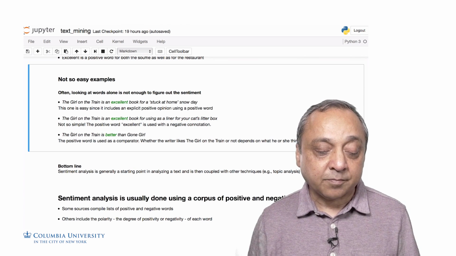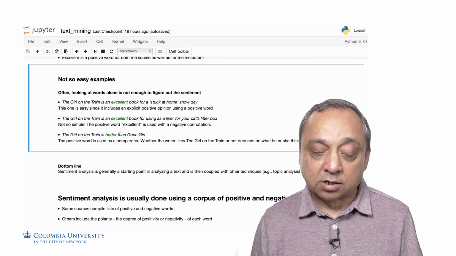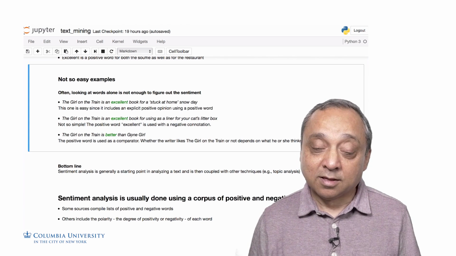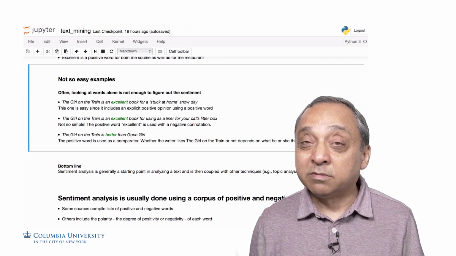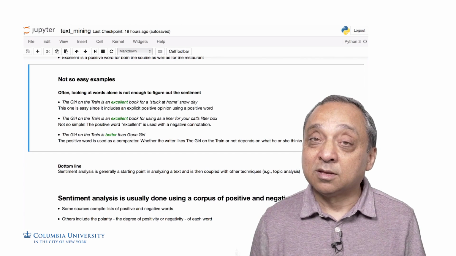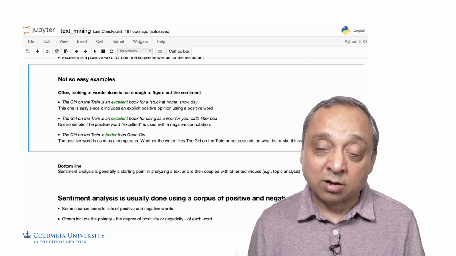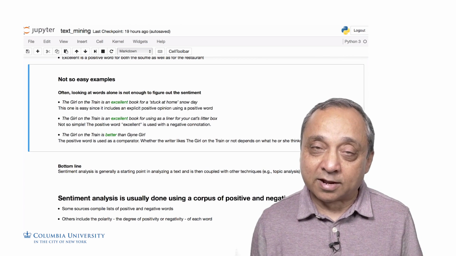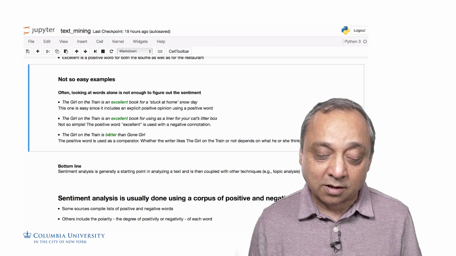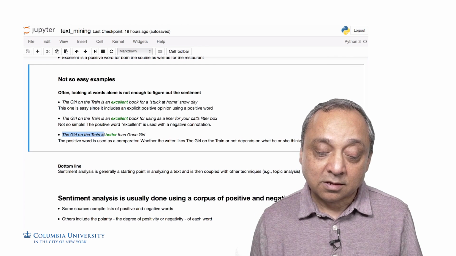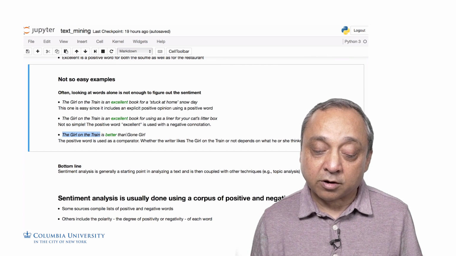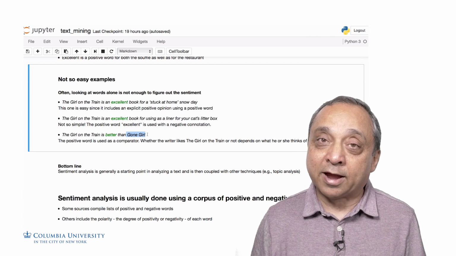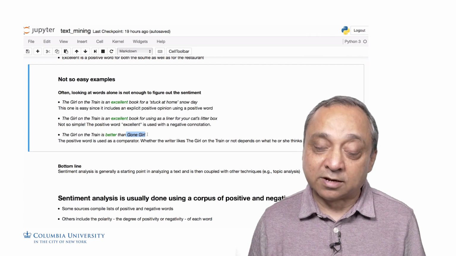Then there's a third case here. The Girl on the Train is better than Gone Girl. Now these are two books, and we are saying this book is better than that. But the reviewer, for example, could have disliked Gone Girl a lot. I hate The Girl on the Train, but it's better than Gone Girl. It's not as bad as that, which is not necessarily a positive statement. All we can say is that this is, in the eyes of the reviewer or the document, better than this, but we can't assign a more general sentiment to that.